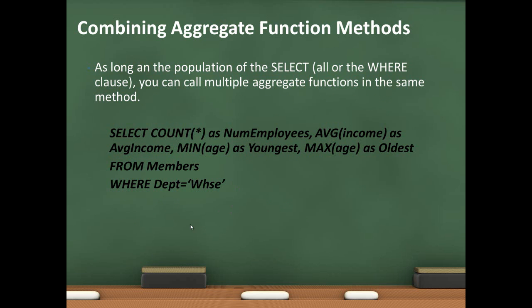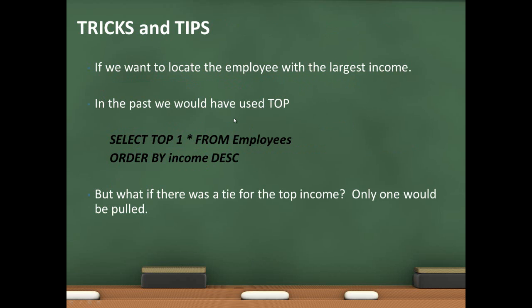It's important to note, though, that all those aggregate functions you put in the same row are going to be dealing with the same data. In this case, all of them will deal with all those records where the department is warehouse. They all will derive from the same data. So we're counting all the records from the same data. We're going to get an average income from that same data, the minimum age from that same data, or the max from that same data.